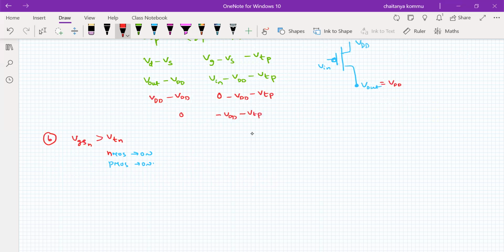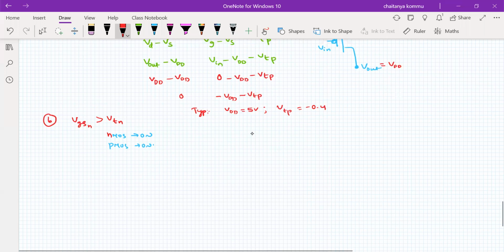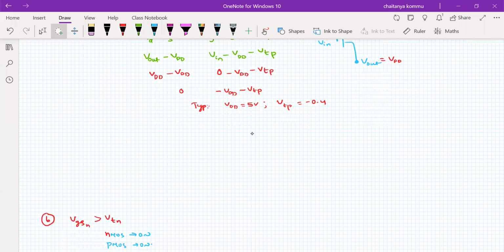What is the relationship between these two? Anyone from the class? Let us consider typical values. VDD is equal to 5 volts, VTP is equal to minus 0.4. The left hand side is 0. What about the right hand side? 0 minus 5 minus of minus 0.4, that is 0 minus 5 plus 0.4, therefore it is minus 4.6.